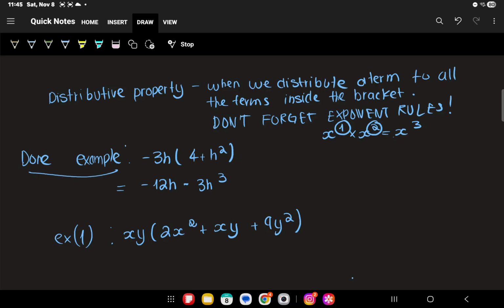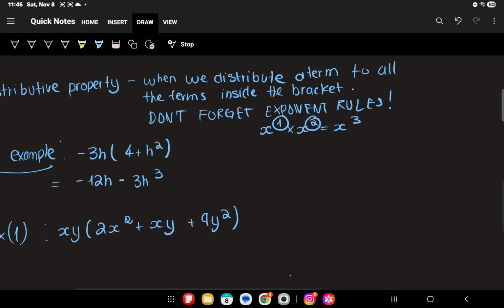Okay, so in this lesson, we will distribute a term to all the terms inside the bracket, which is a definition for distributive property. And you guys should not forget your exponent rules, like x to the power 1 times x to the power 2 equals x to the power 3. Because when you have two terms with the same base multiplied by each other, you just add the exponents. Okay, 1 plus 2 is 3.